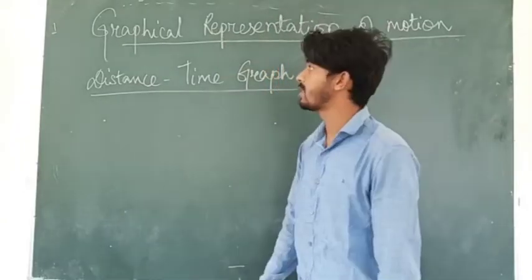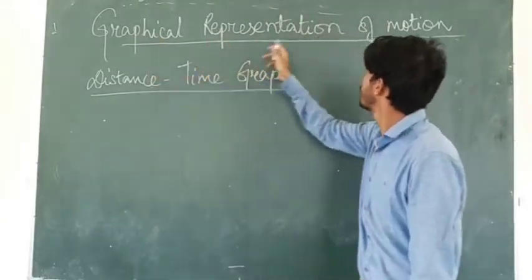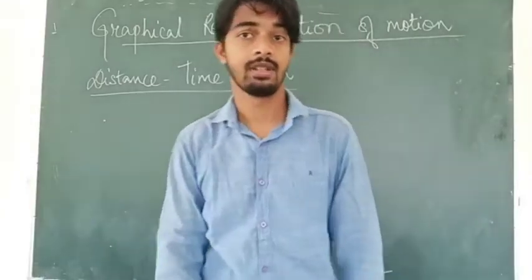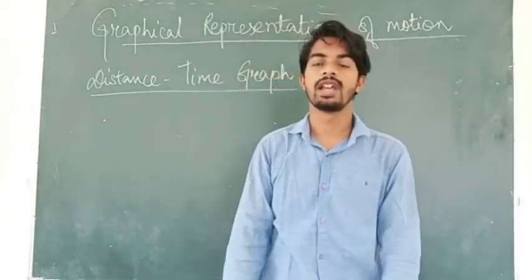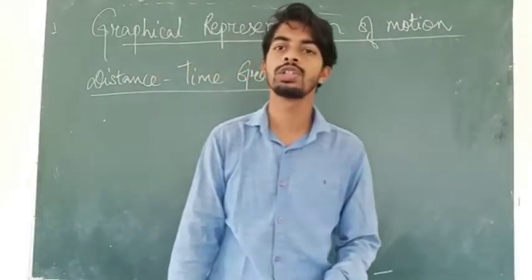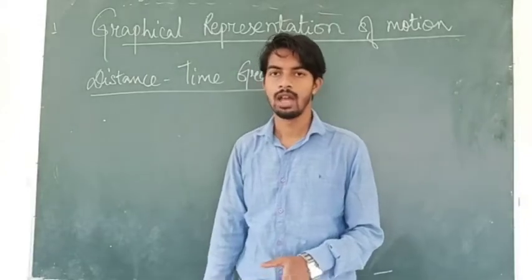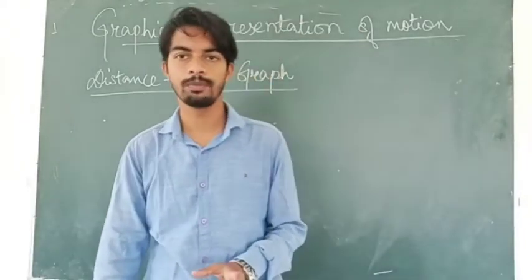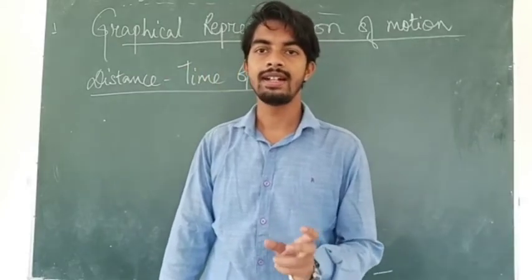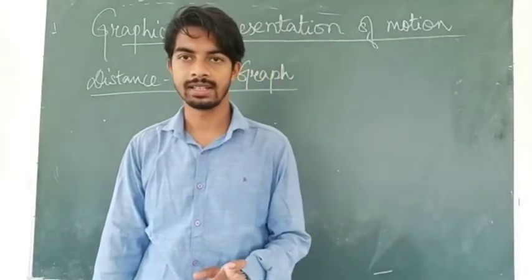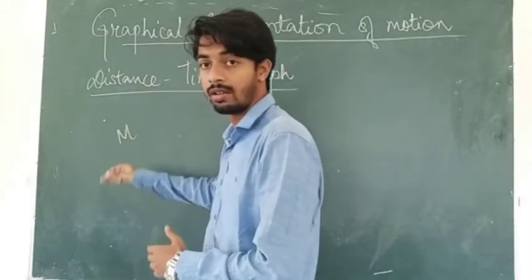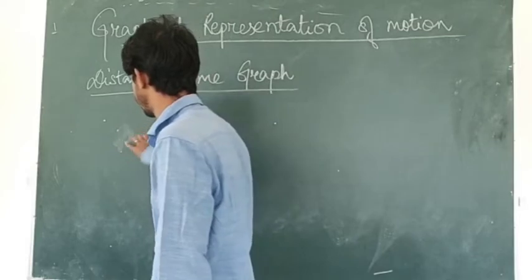Today we will be studying graphical representation of motion, and in that part we will first do distance time graphs. In distance time graphs there are two types: one for uniform motion, one for non-uniform motion. As you all know, uniform motion is the motion in which distance and time increase simultaneously. For example, I am just revising the uniform motion.